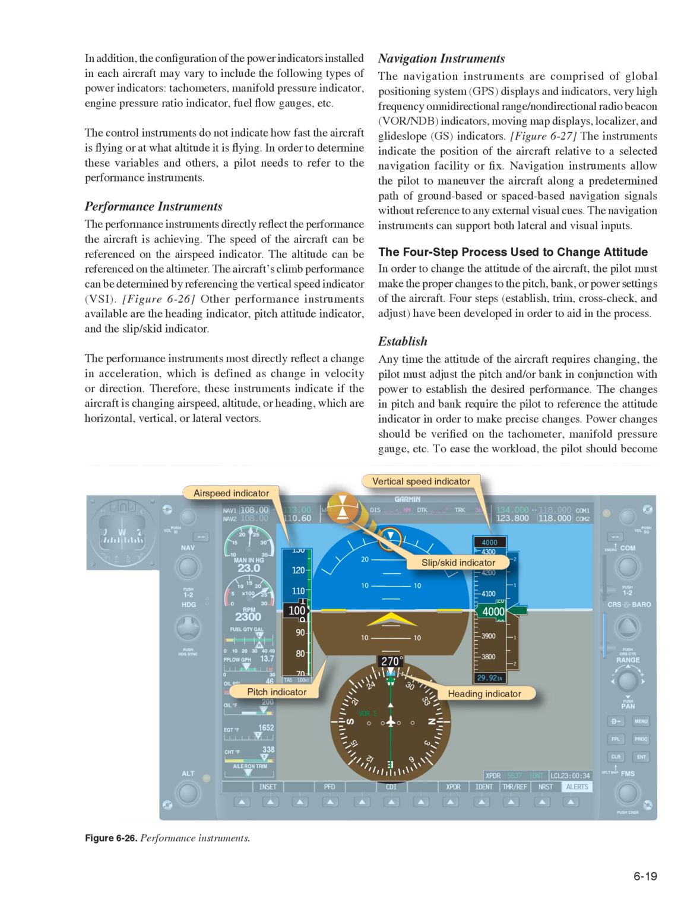Performance instruments. The performance instruments directly reflect the performance the aircraft is achieving. The speed of the aircraft can be referenced on the airspeed indicator. The altitude can be referenced on the altimeter. The aircraft's climb performance can be determined by referencing the vertical speed indicator, VSI. Figures 6-26, other performance instruments available are the heading indicator, pitch attitude indicator, and the slip/skid indicator.